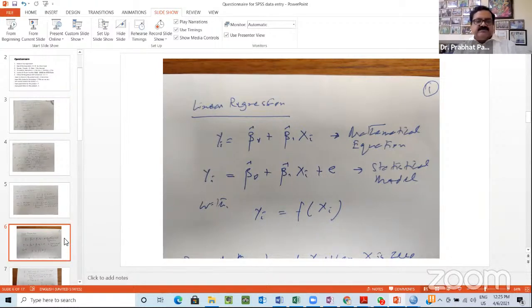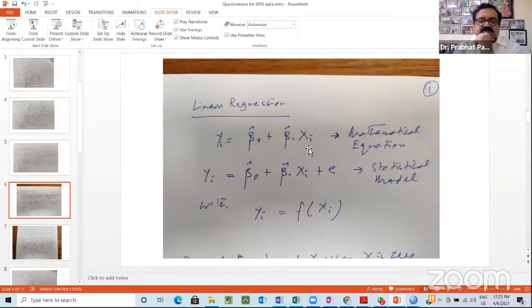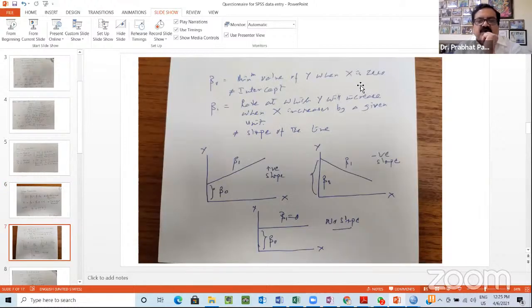So we actually measure the statistical model, not the mathematical model. Here beta 0 is the minimum value of y when x is 0, and it's also called the intercept. So if you put x equal to 0, then what will be the value of y? The value of y will be equal to whatever the intercept is over here, and that's why it is called the intercept.